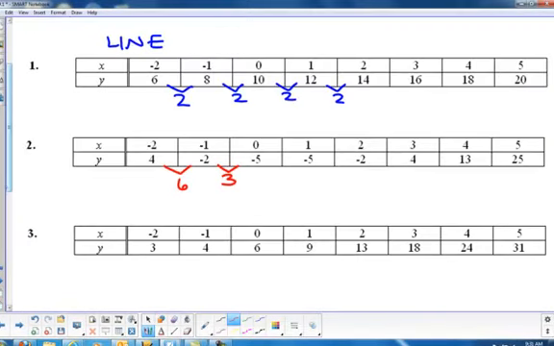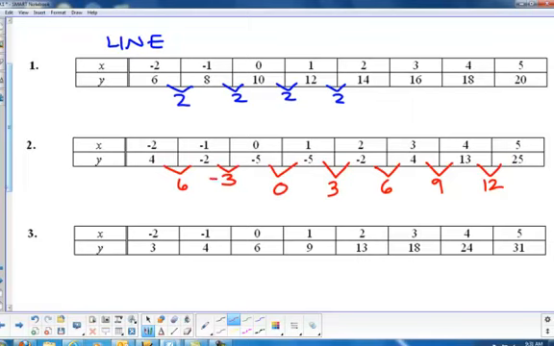25 minus 13, which is 12. 13 minus 4, which is 9. 4 minus negative 2, which is 6. Negative 2 minus negative 5, which is 3. Negative 5 minus negative 5, which is 0.